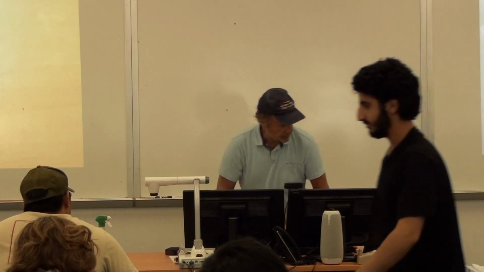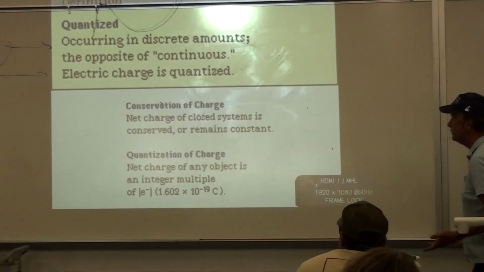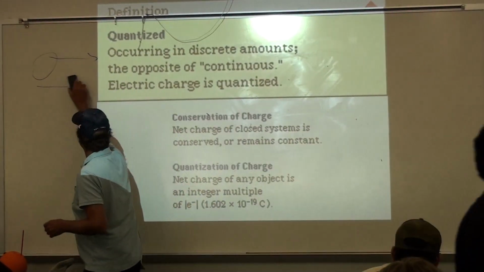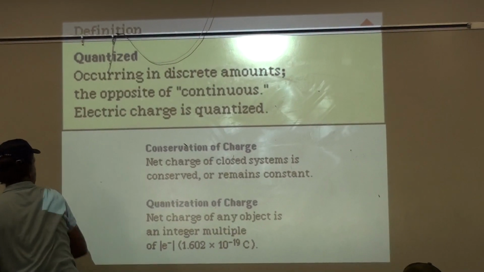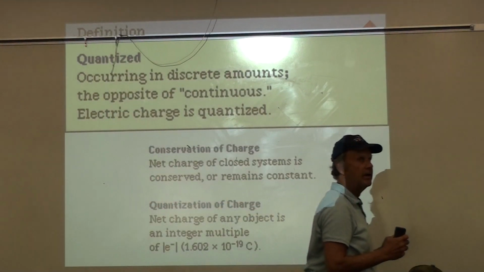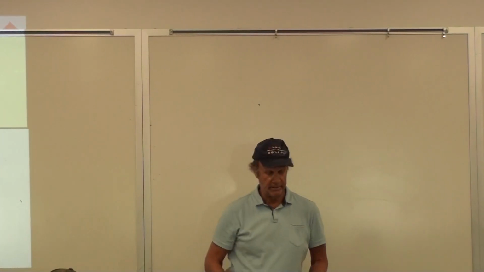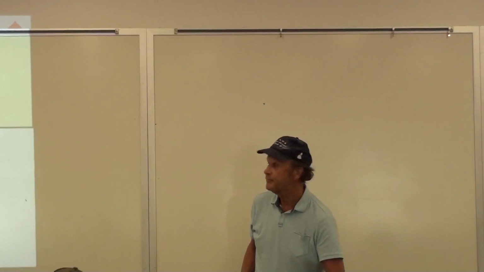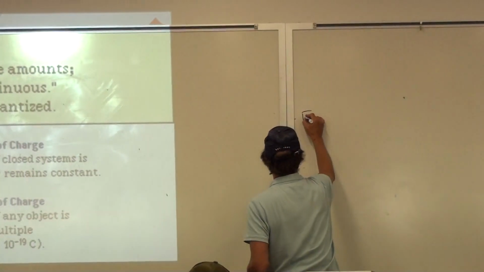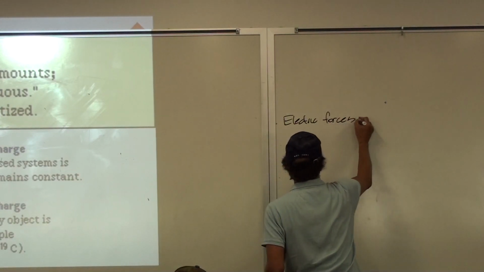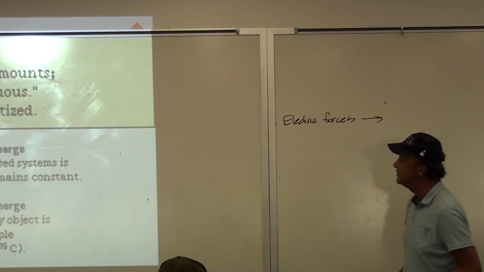First of all, charge is quantized. Okay, and so we have mass and we have charge. And it turns out that there's a very similar relationship between the forces of particles of mass and the forces between different types of charge. So electric forces are produced by stationary charged particles.